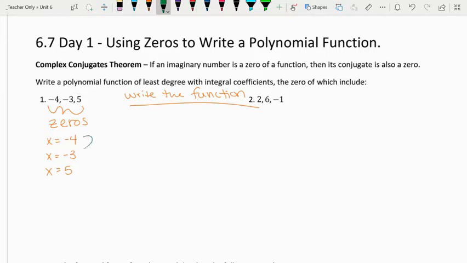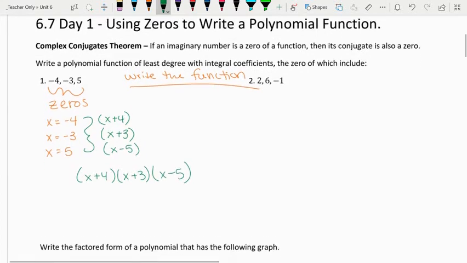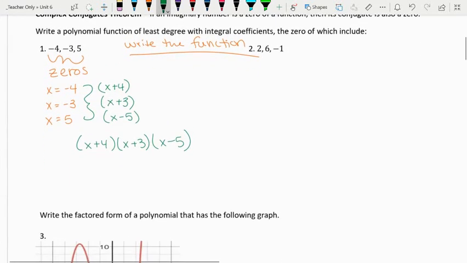So all of these would give me different factors. This one would be x plus 4, this would be x plus 3, and this would be x minus 5, right? Because if you set them equal to 0, they would switch their sign. So basically all we're doing here is taking these and we are going to FOIL them, piece by piece.